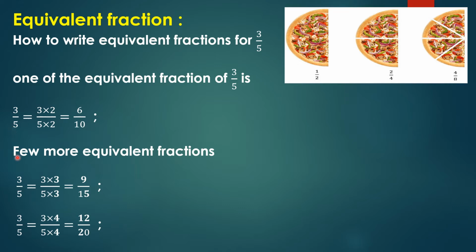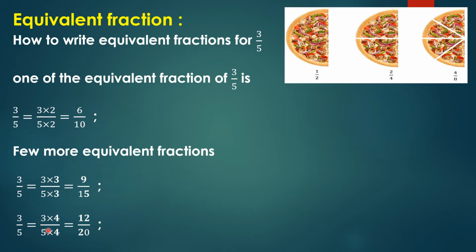Okay. So now let us learn how to write a few more equivalent fractions. 3 by 5 equals 3 into 3 divided by 5 into 3. Here numerator and denominator both we are multiplying with 3. So 3 into 3 is 9 and 5 3s is 15. Therefore 9 by 15 is an equivalent fraction for 3 by 5.